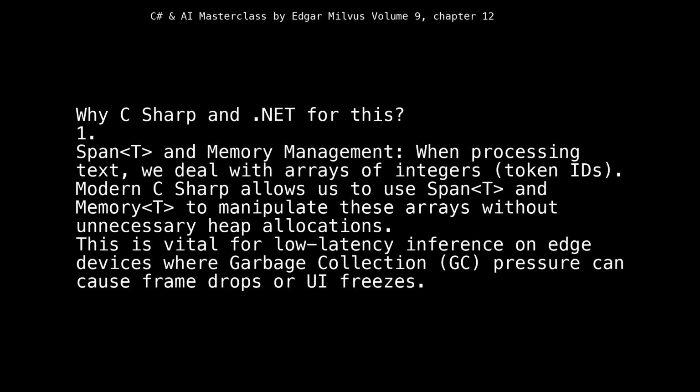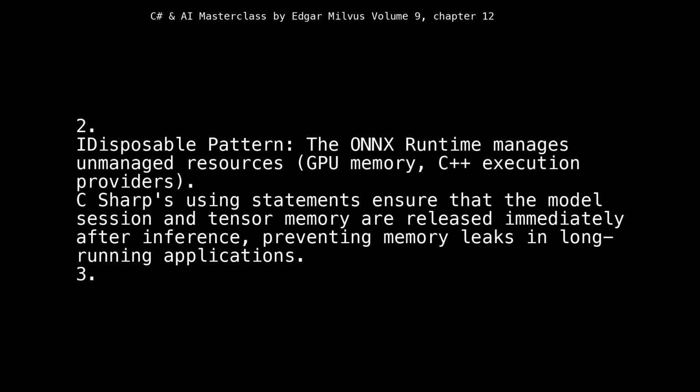2. Disposable pattern. The ONNX Runtime manages unmanaged resources: GPU memory, C++ execution providers. C# using statements ensure that the model session and tensor memory are released immediately after inference, preventing memory leaks in long-running applications.